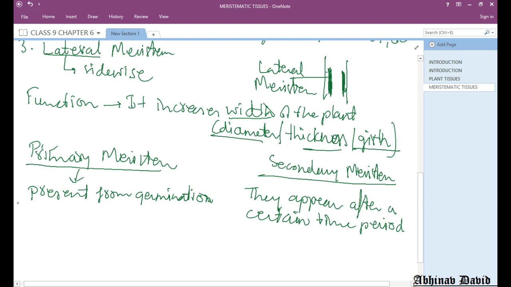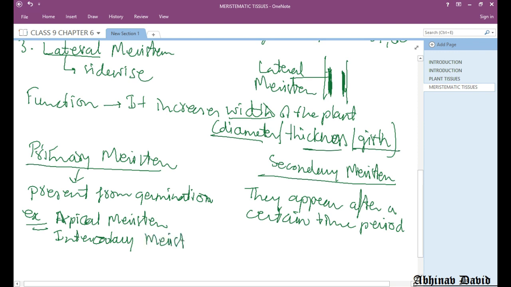Examples of primary meristem are the first two, that is the apical meristem. So apical meristem is also a primary meristem, and intercalary meristem is also a primary meristem.